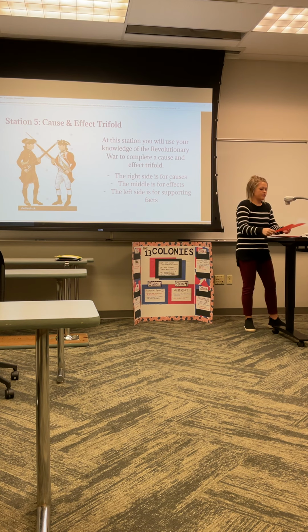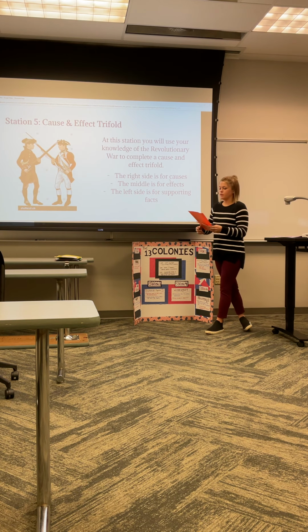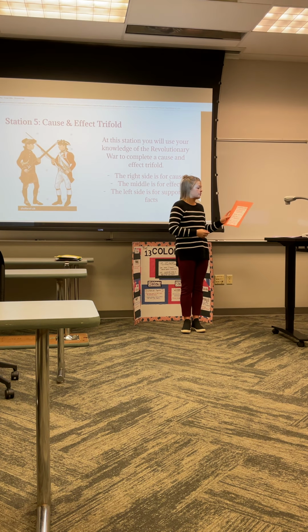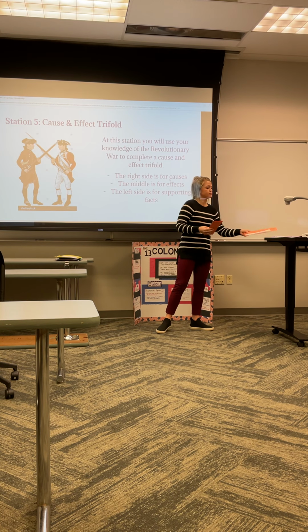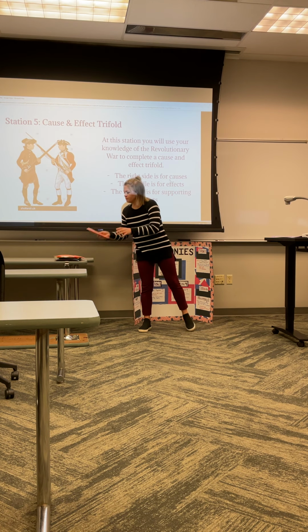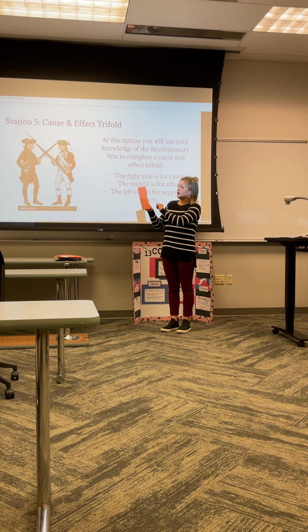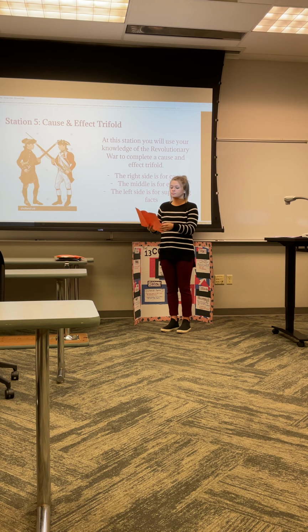And then for the orange table, I have a cause and effect trifold. So you're going to use events from the Revolutionary War to create a trifold. So in my example, I have the front cover has my name on it, the date, the title, which I put Revolutionary War Cause and Effect Trifold. You guys can be more creative if you would like to think of something more fun or funny. Just make sure it is appropriate to the assignment.